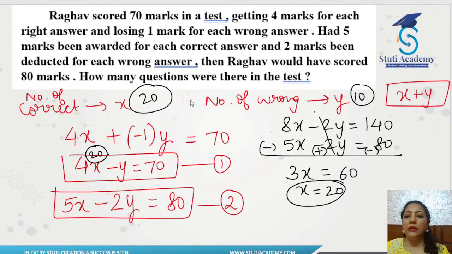So, 20 correct answers, 10 wrong answers. So in all there were how many questions? 20 plus 10, that is 30. So we have in all 30 questions. So there were 30 questions in the test. Have you all understood, students? Yes, very good.